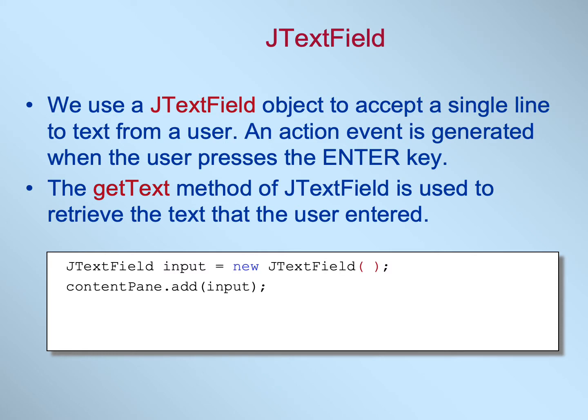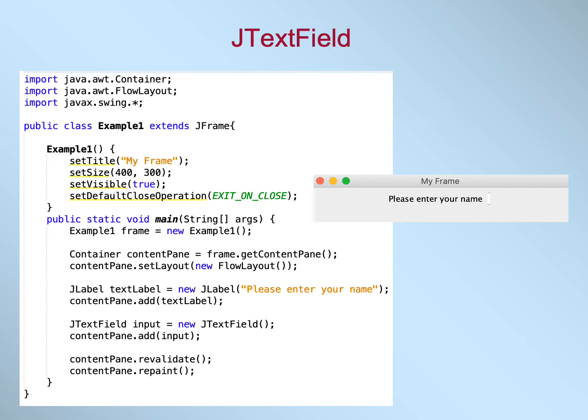JTextField. We use a JTextField object to accept a single line of text from the user. An action event is generated when the user presses the Enter key. The getText method of JTextField is used to retrieve the text that the user has entered. The way to write it, we would write JTextField and whatever we want to call it, for example, input equal to new JTextField. And then we will add our text field onto our content pane by writing contentPane.add(input). See that this is the complete code.